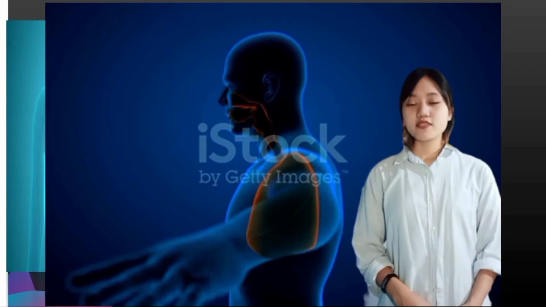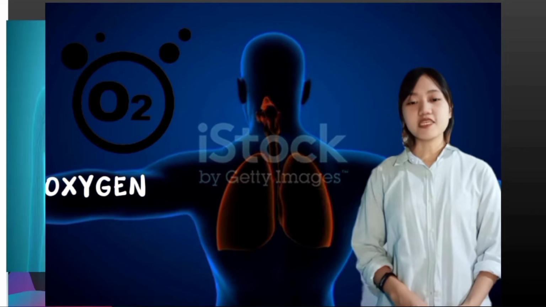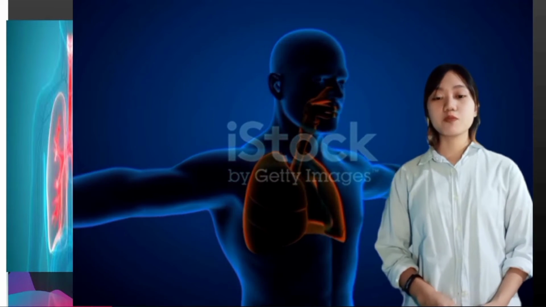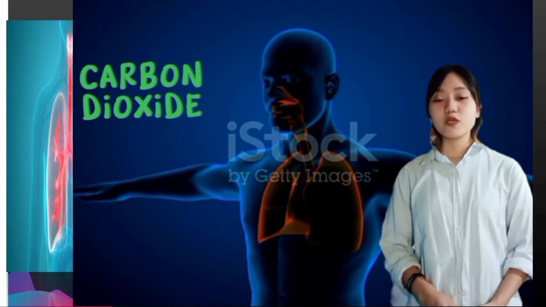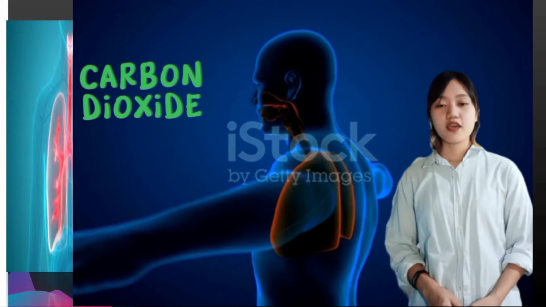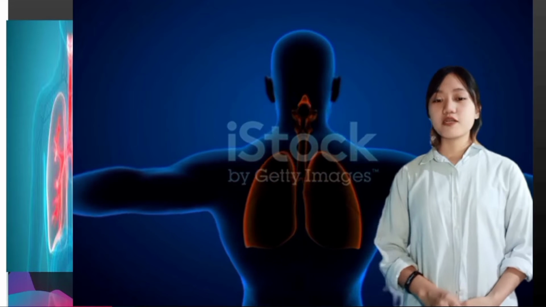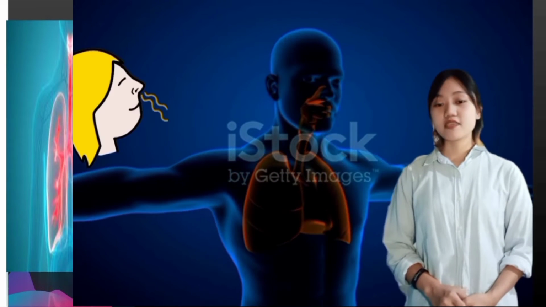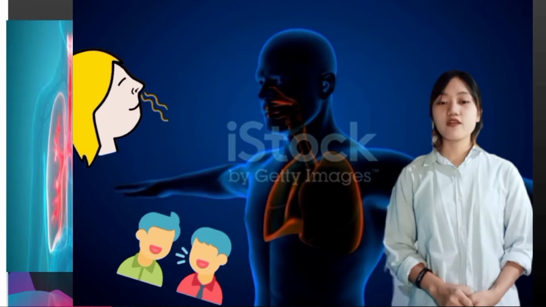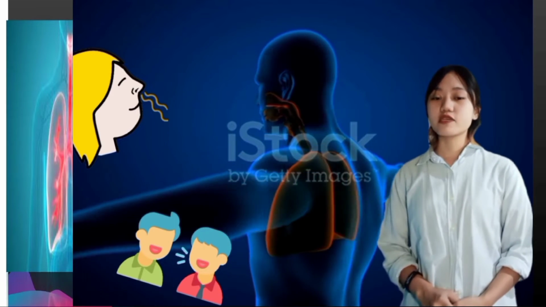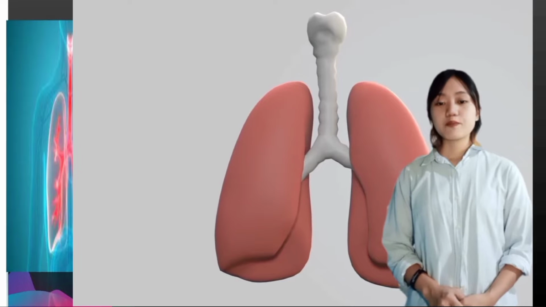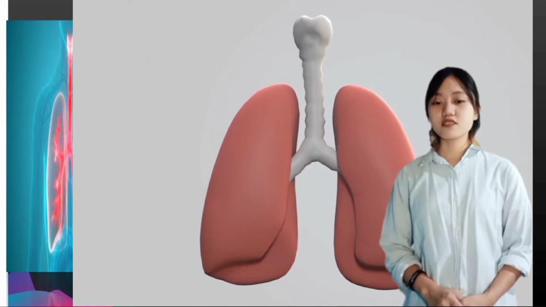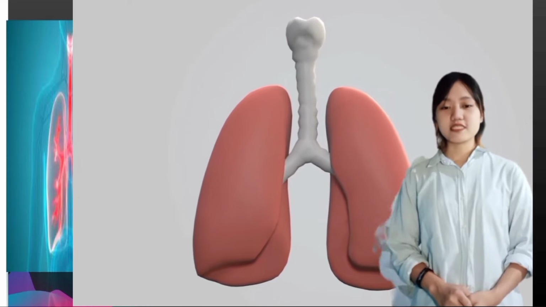Our body requires oxygen to function properly, so the respiratory system is responsible for removing carbon dioxide, which is a cellular waste product. It also contributes to the body's acid-base balance. Non-vital tasks such as sense of smell and voice production are also performed by parts of the respiratory system. Breathing, or the movement of air in and out of the lungs, is used to accomplish this.